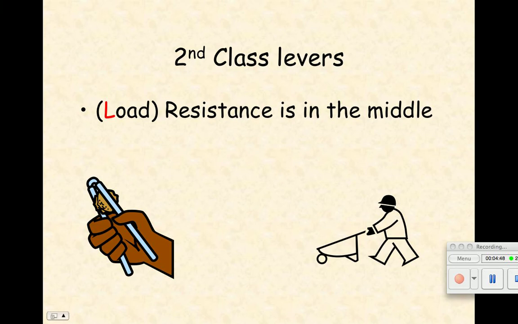Now a second-class lever has the load or the resistance force in the center. And the easiest one to remember is the wheelbarrow. So here's my effort force.